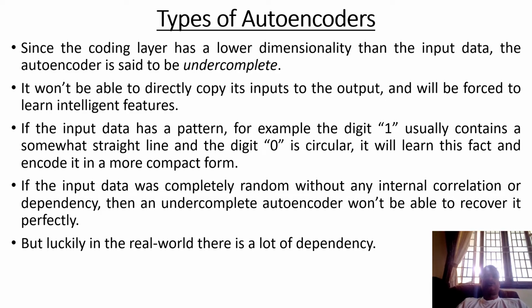it will be forced to do a generalization process, capturing only the important features in your data and not all the data, as we saw with the noisy data. If the input data has a pattern, for example, the digit 1 usually contains a straight line and the digit 0 is circular, it will learn that this is 1 and this is 0. That is the ultimate objective of your autoencoders.